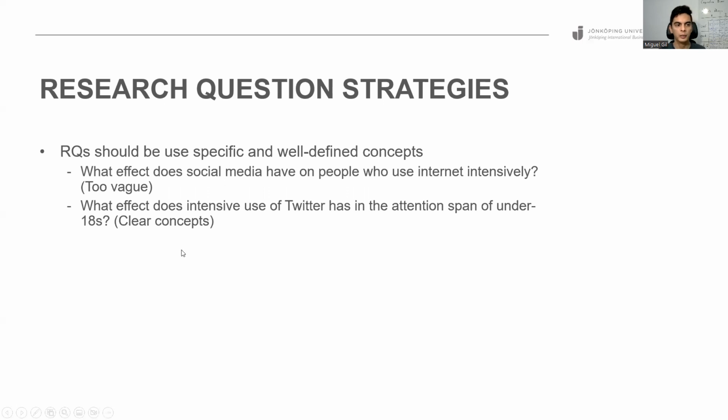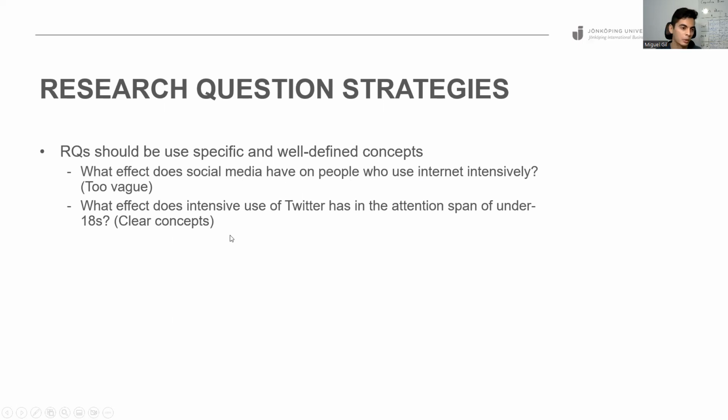Then another thing is that research questions should be specified and well-defined, and use well-defined concepts. So I have an example of a good question and a bad question. The bad question is, what effect does social media have on people who use internet intensively? There are a few problems. First, internet intensively. Internet is very broad. Intensively is very broad. What is intense? Which people? What social media? There are too many questions that come after a question. Maybe you can keep one, even open it to internet, maybe. I don't know. But close the others. Make sure that intensively is well defined, that people is well defined, that social media is well defined.